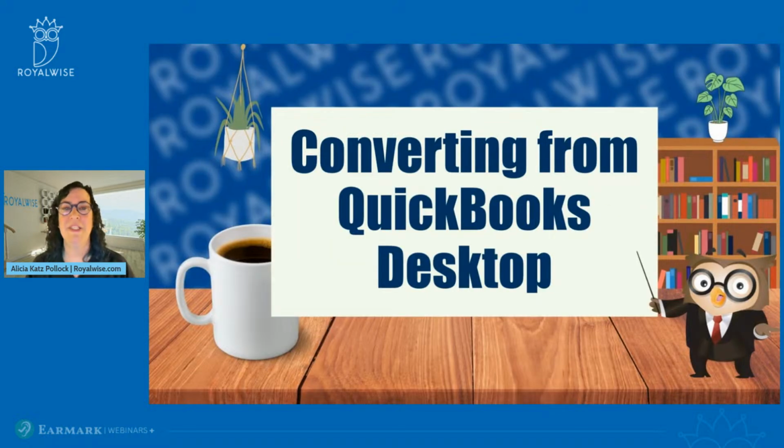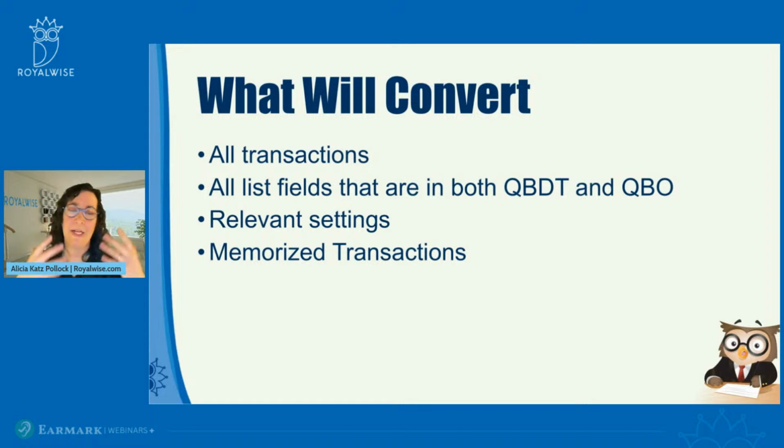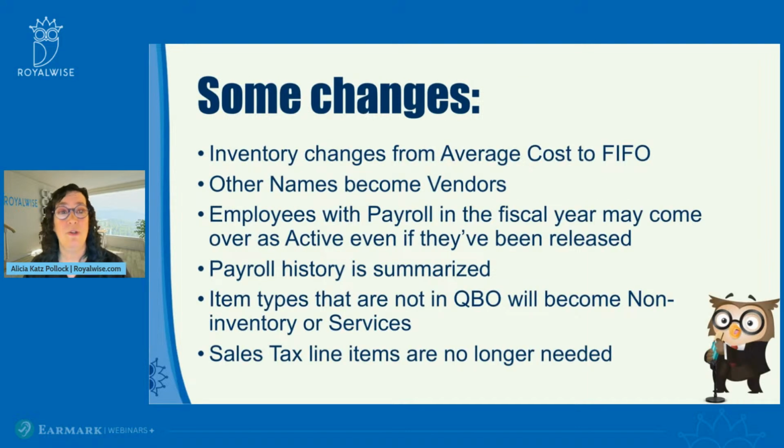Okay, now let's get into the nuts and bolts of doing the migration. The first thing I want to talk about is some of the things that are different between desktop and online. Actually, I'm going to start with the things that are the same. All your transactions are going to convert. All of the list fields that are populated, everything in your drop downs, are all going to move over. All of the settings that are relevant are going to be set to those defaults. Your memorized transactions are going to become recurring transactions. And so you're going to find that all of the basics are there. But some things do change.